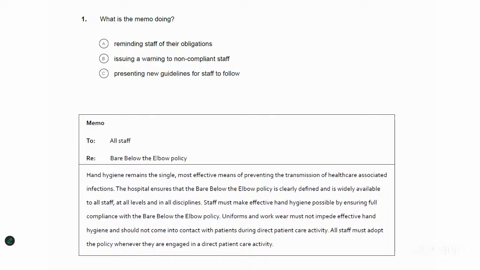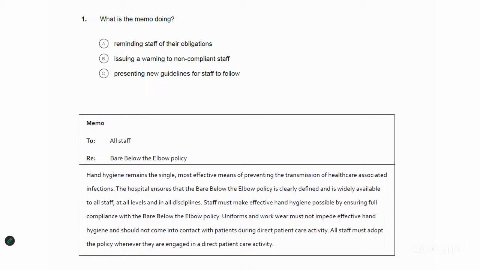Now, step 2, stem the keywords. The keywords in the stem. What is the memo doing? This is called the stem. The first line, number 1, is called the stem. What is the memo doing? They want the main purpose. What is the purpose of the memo doing? It's serving a purpose. Reason, cause.